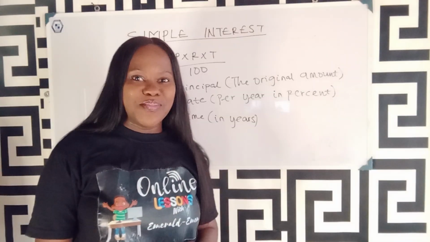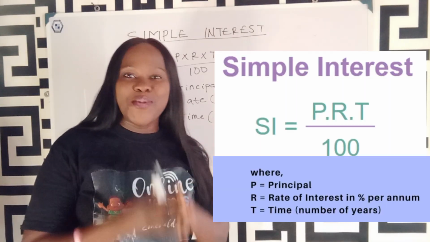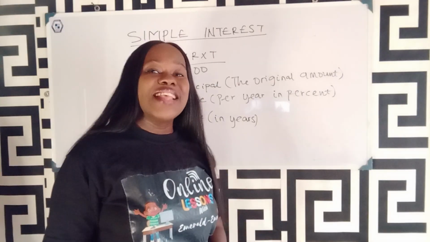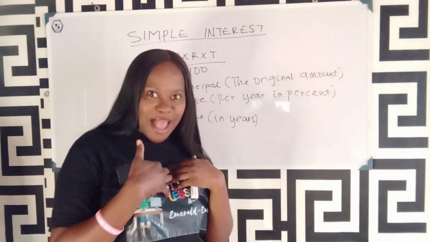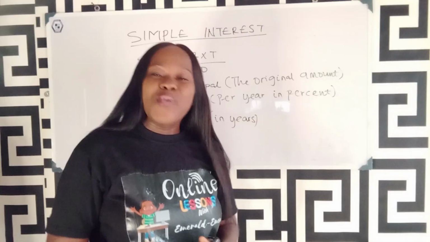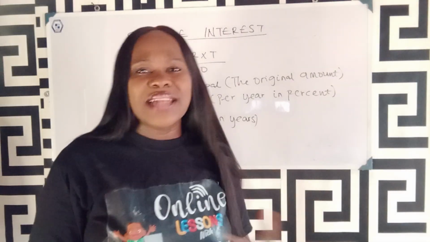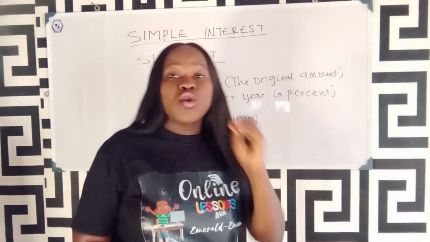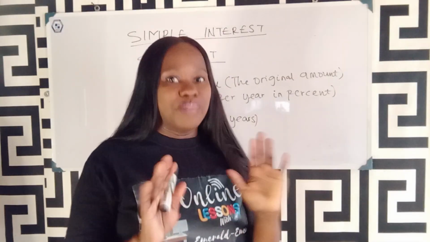The formula of finding simple interest is principal times rate times time, all over 100. What is principal? Principal is the original money you're bringing to invest in my business. And what is rate? The rate is what I want to pay you. I can say, okay, I want to pay you 6% interest. I want to pay you 8% interest. So the rate is yearly and is in percentage.